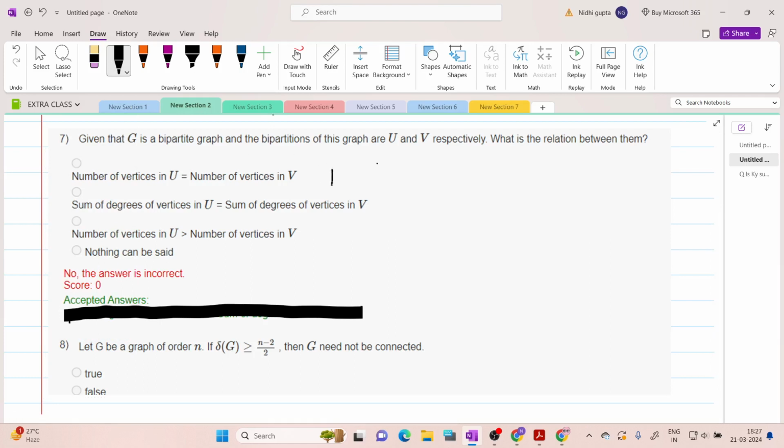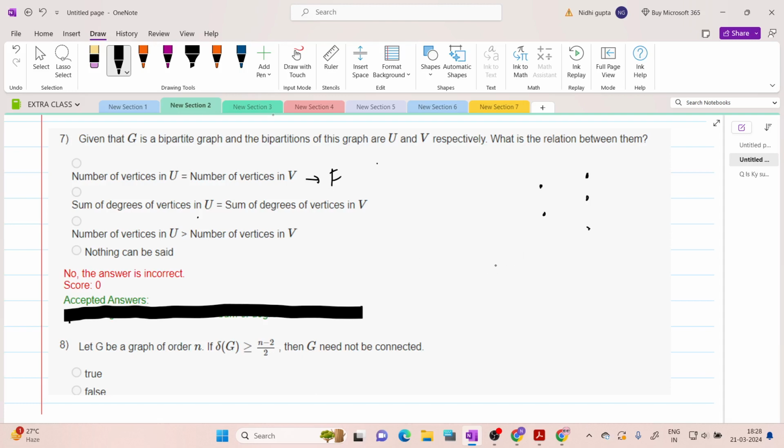False. False, because we can have some few vertices here and more there, so this is clearly false. Now the second is: the sum of degrees of vertices in U should be equal to the sum of degrees of vertices in V. True or false? This was false, ma'am. I can construct a graph wherein this is not true. Okay, so you are saying it is false.